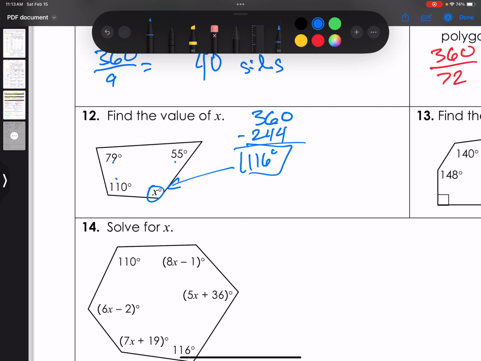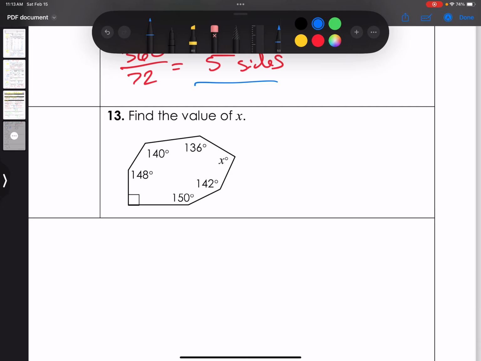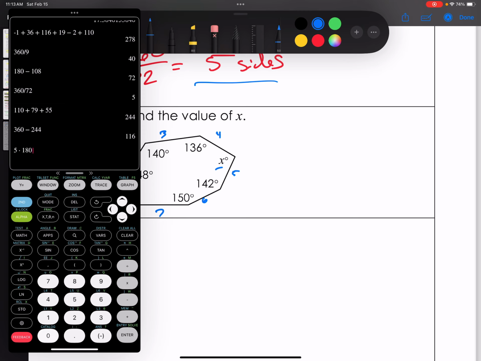Okay, let's try another one. Okay, number 13, same exact concept, find the value of x. Okay, so this time, let's see, we got a 1, 2, 3, 4, 5, 6, 7-sided shape, heptagon. Let's see, 5 times 180. This adds up to 900.